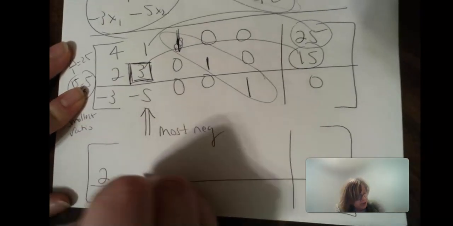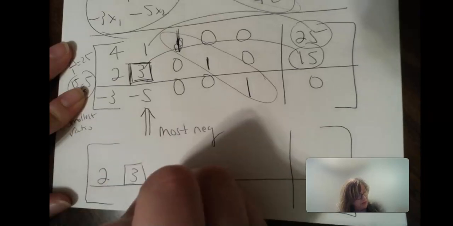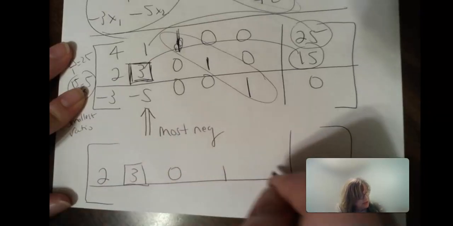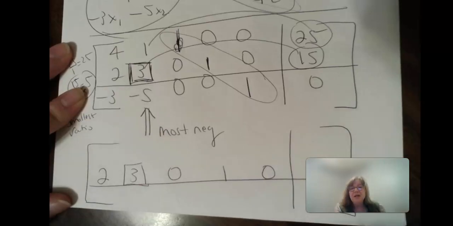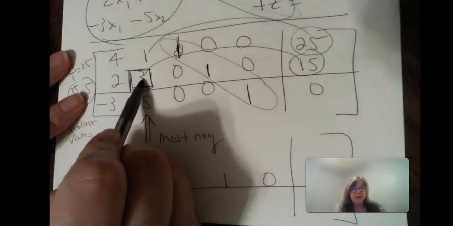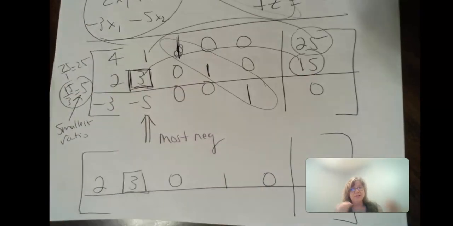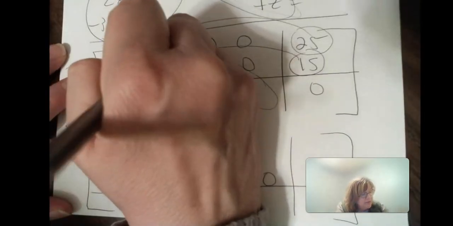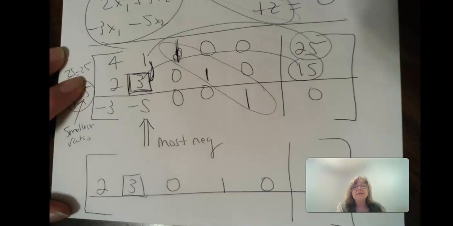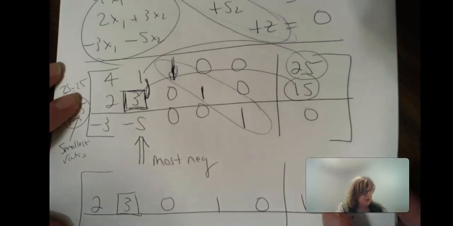So I'm going to rewrite 2, 3. I'm going to put a box around that, 0, 1, 0, and then my 15. On scratch paper, I'm going to do math with 3 and with the row above or below to get things to cancel. And remember, if you're stuck, you can just multiply. So I'm going to look above. 3 times 1 is 3. So 3 and a negative 3 are going to equal 0.